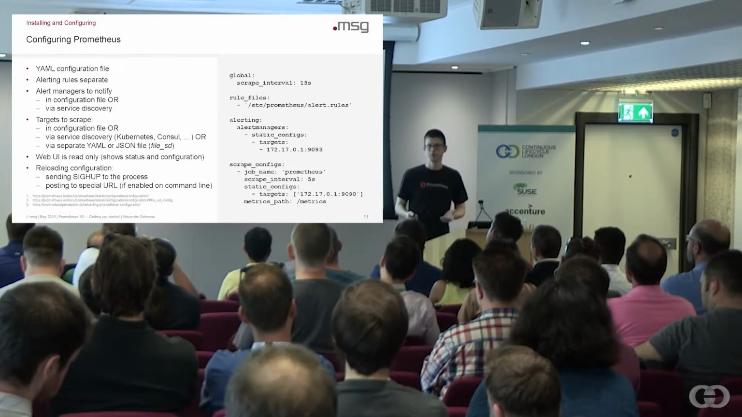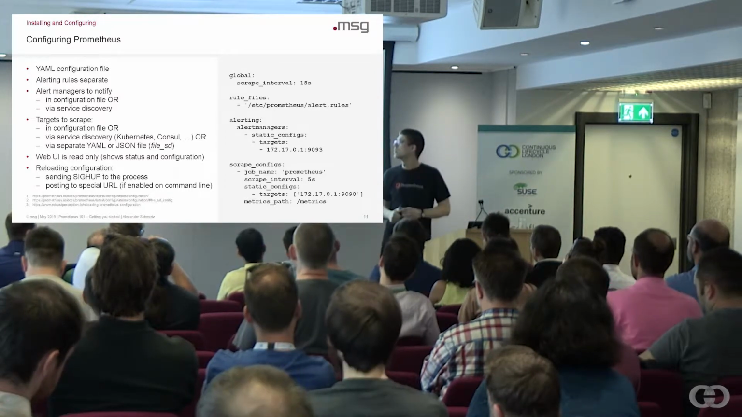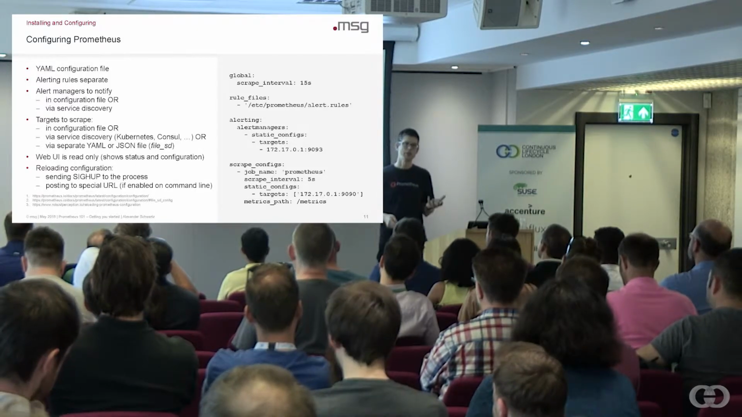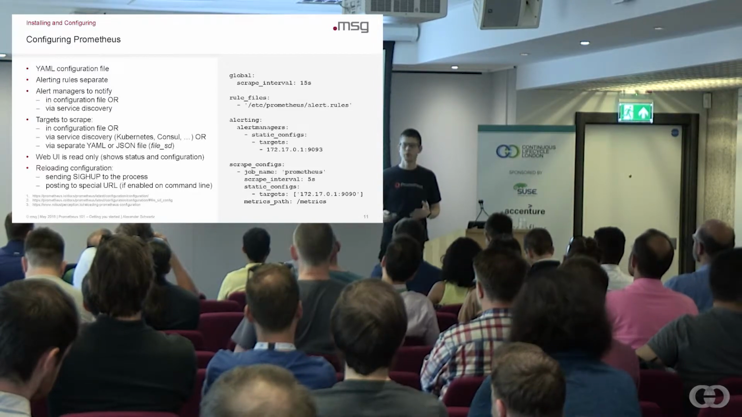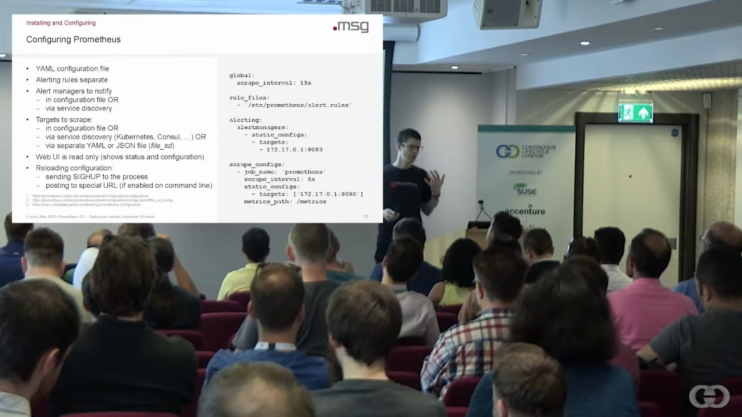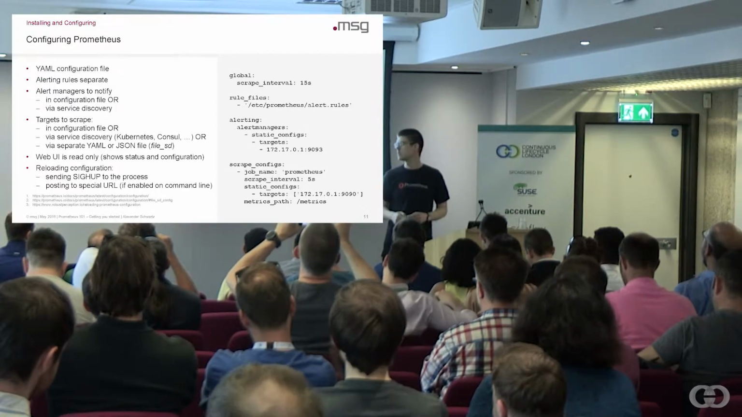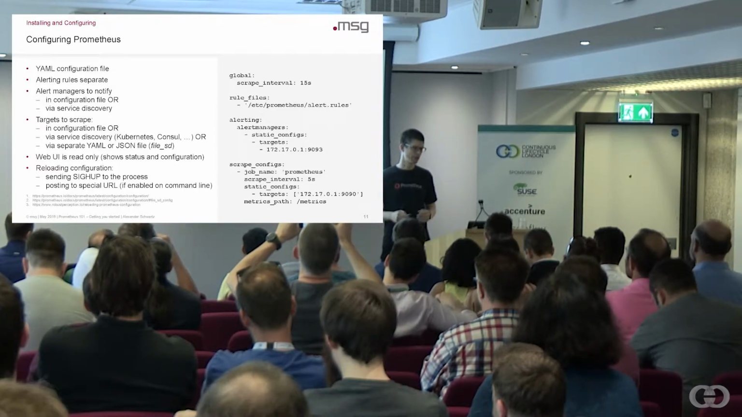For the targets to scrape, scrape being equal to collecting metrics from, I can give them in the configuration file, then it will be hard-coded, and I probably need to reload the configuration file, which can be a pain. Or I can use service discovery like Kubernetes and Consul, or I can use the file-based service discovery that will be generic to any infrastructure that you want to run.